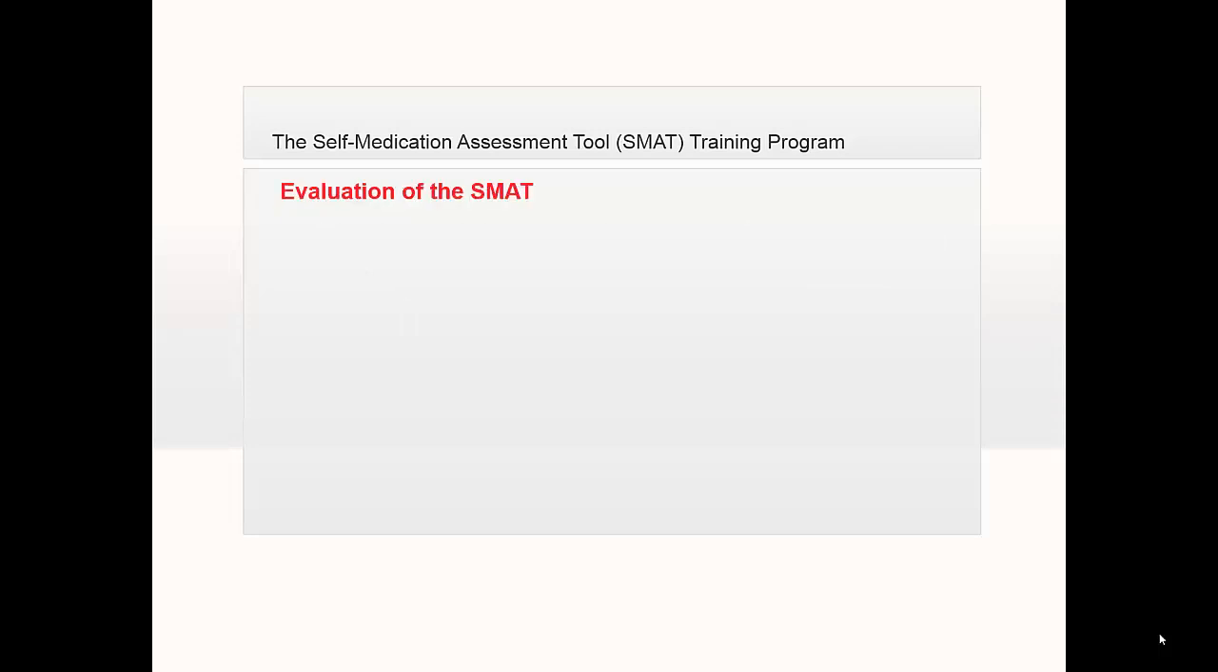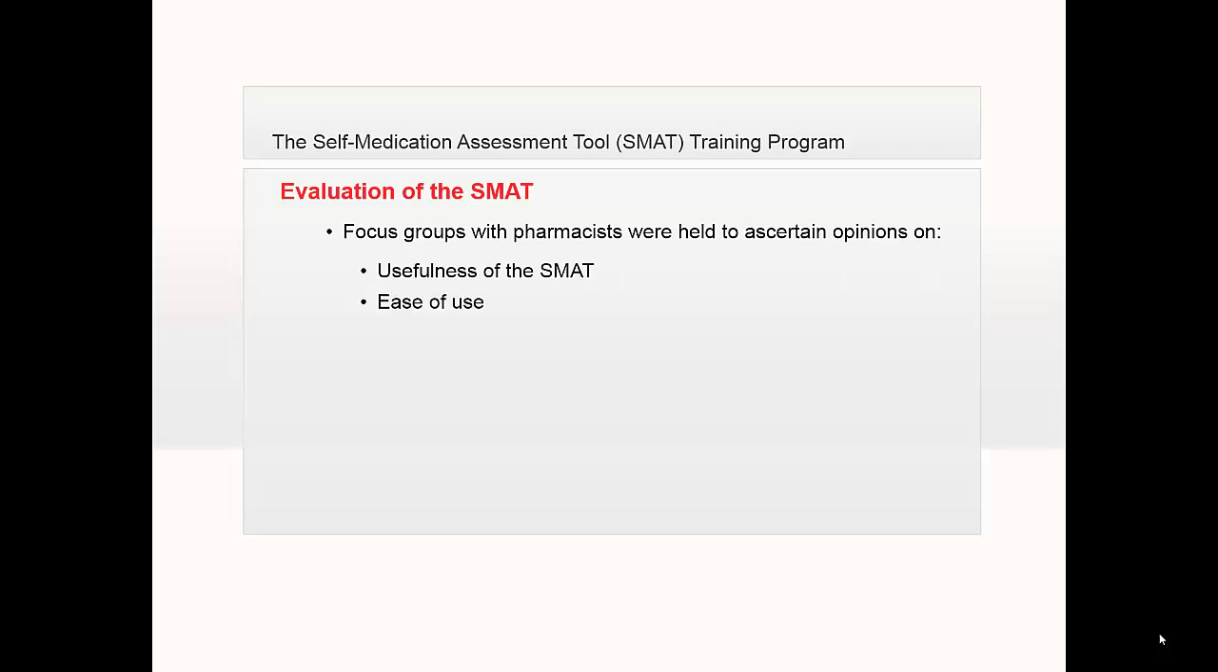New tools and measures are typically evaluated in several ways in order to determine their usefulness, reliability, and validity. First, focus groups with pharmacists were held to ascertain opinions on the usefulness of the SMAT, its ease of use, the thoroughness of the assessment, and on their willingness to use the SMAT.